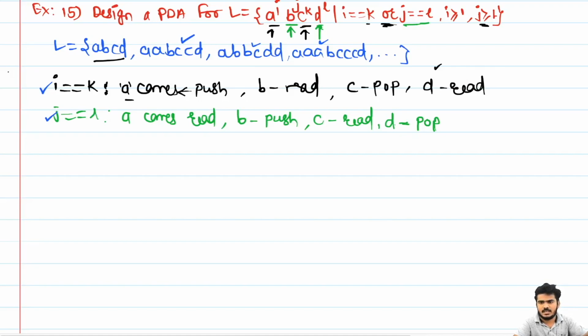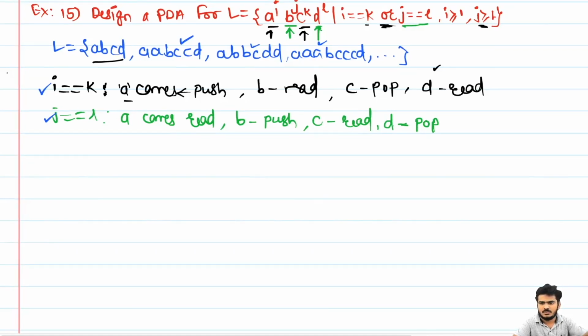So let's start designing that. I will start with the q1 state. Initially, the top of the stack is Z0 and the input is a. I'm designing for this one, where i is equal to k.